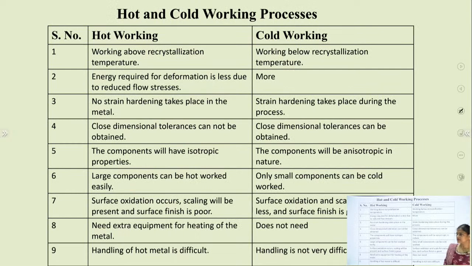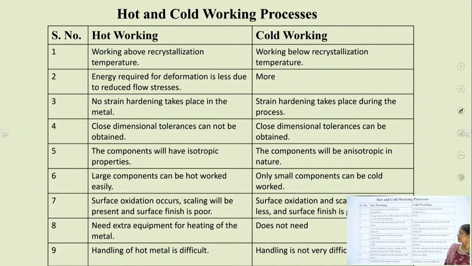Here we see the difference between cold working and hot working. As we all know, in hot working, the forming process of plastic deformation is done above the recrystallization temperature of the material, and the temperature range in hot working is from 0.6 to 0.9 times the melting point of the material. In cold working, the working is performed below the recrystallization temperature. We know the forming operations are also called working operations. So in hot working, the working is above the recrystallization temperature, whereas in cold working the plastic deformation occurs below the recrystallization temperature of the material.